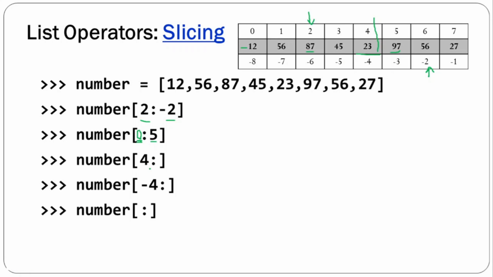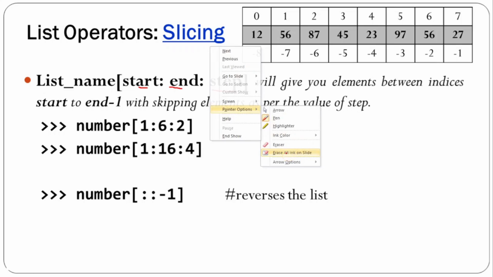In the next example, the end index is omitted here. So this will generate the items from the index 4 to the end of the list. The output will be numbers from 23 to 27. Next example is number[-4:]. The end index is omitted here. So the items will be from minus 4 to the end of the list. Next example, number[:]. Here both the start index and end index are omitted. So the output will contain all the items from the list.